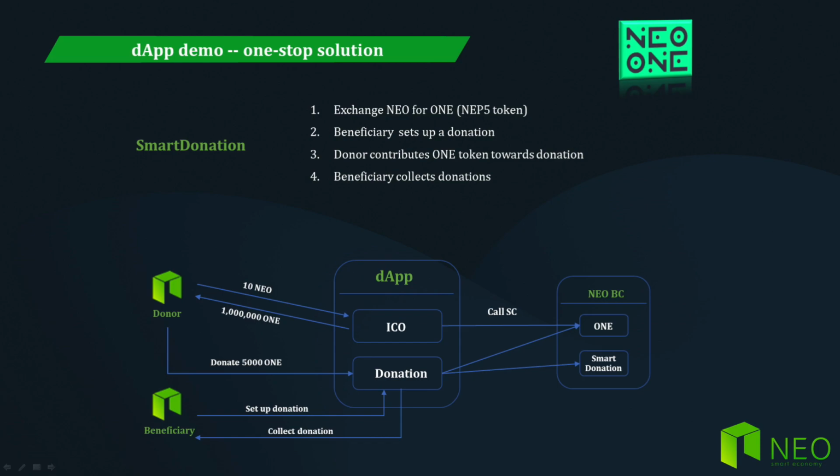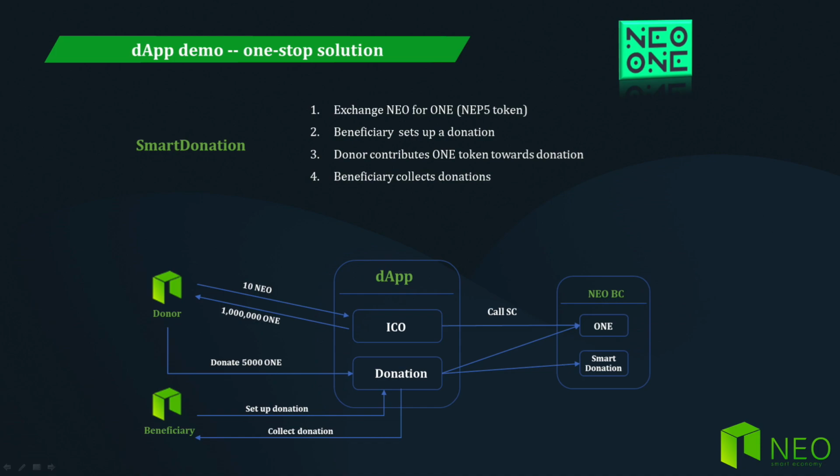The example I'm using is Smart Donation. It's like FundMe. I'm pretty sure you guys probably know FundMe. So this is a simple version of a case like that. And imagine that we have a DApp with two functions. One is ICO. ICO means I send Neo to you, and I get some NEP5 token back. And then also the donation function. Correspondingly, we have two smart contracts deployed on the Neo blockchain.